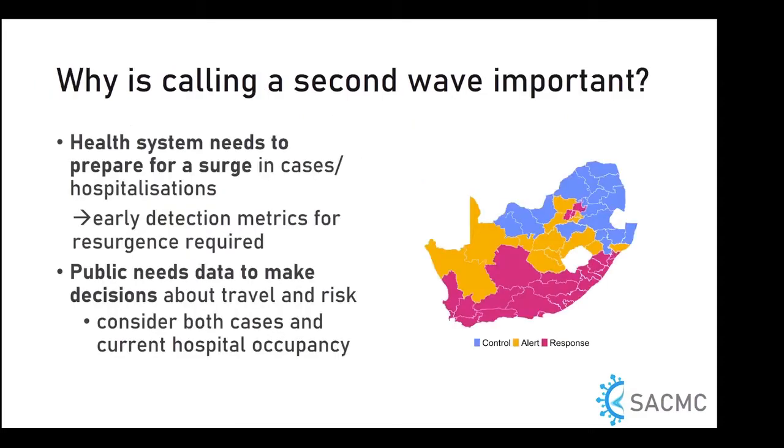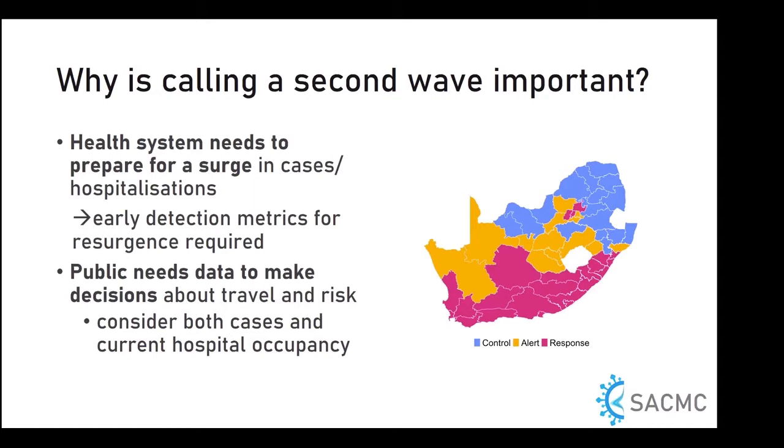Why is calling a second wave important? Is this altogether just an academic exercise? Is it something that people think up staring at data all day long in front of their computers? Or has it actual implications? We think the implications are twofold, and this is why we have fought long and hard to make this data public and make it available to both planners but also the public.